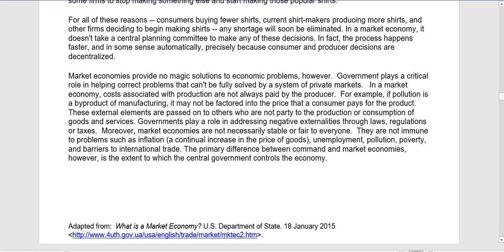Moreover, market economies are not necessarily stable or fair to everyone. They are not immune to problems such as inflation, a continual increase in the price of goods, unemployment, pollution, poverty, and barriers to international trade. The primary difference between command and market economies, however, is the extent to which the central government controls the economy.